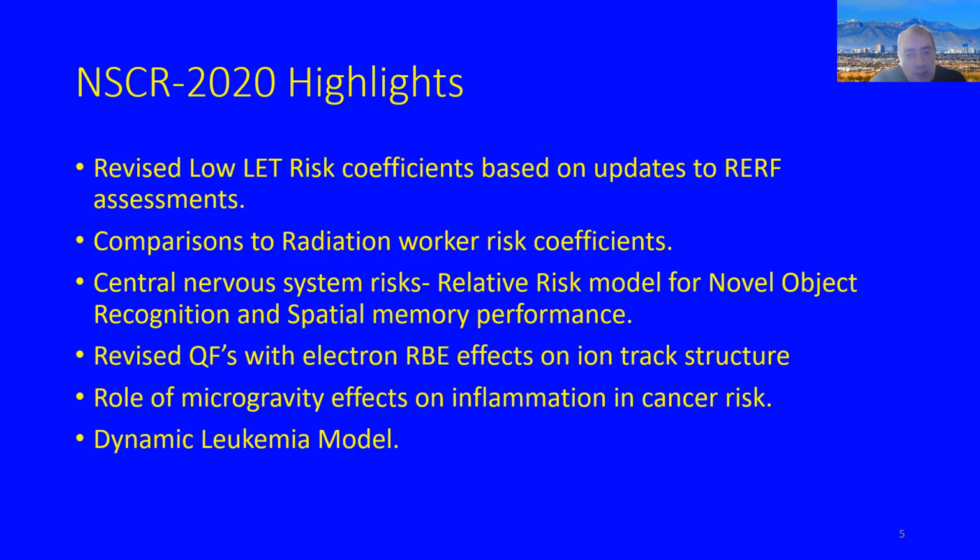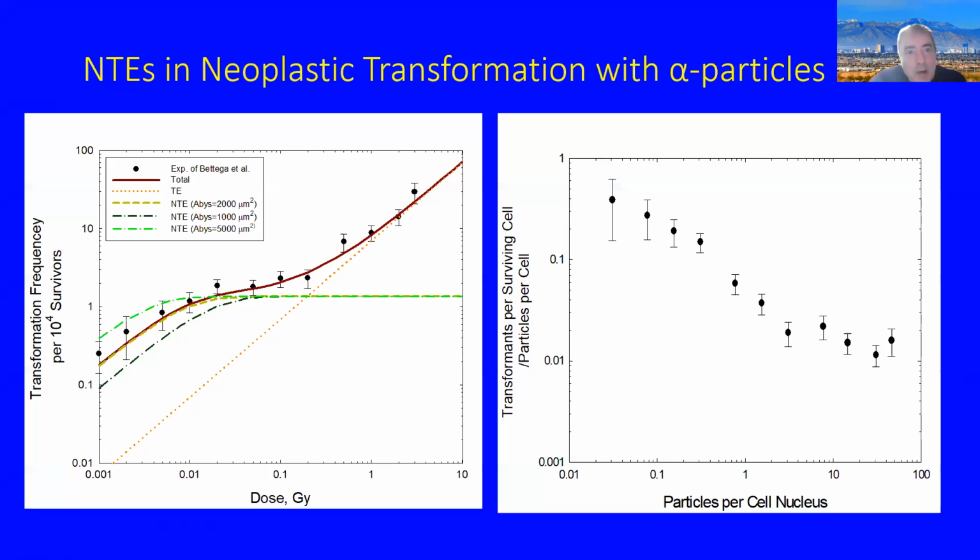We also make relative risk models for CNS risks. Novel object recognition was published last year in LSSR, and then we're looking at a new publication on spatial memory performance, which is showing even a lower risk than the novel object recognition paper. We are also looking at the electron RBE effects on quality factors and the effect of microgravity on inflammation and cancer risk. And as we reported at this meeting, a dynamic leukemia model.